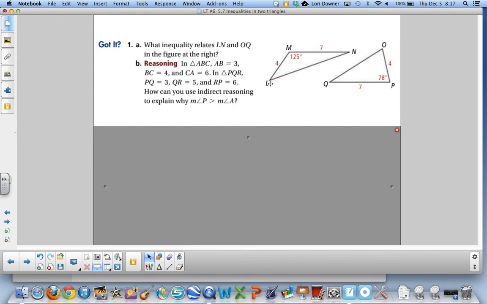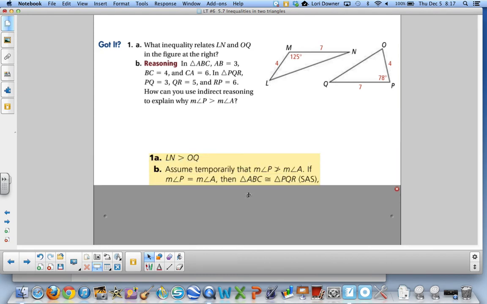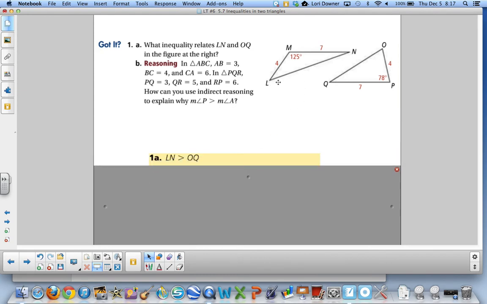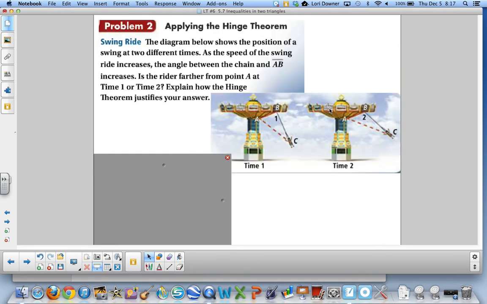Well, we know that the longer side is opposite the larger angle. So we know that LN has to be greater than OQ. And we're going to stop there, 1A. We're going to skip this one. This is based on the Hinge theorem.